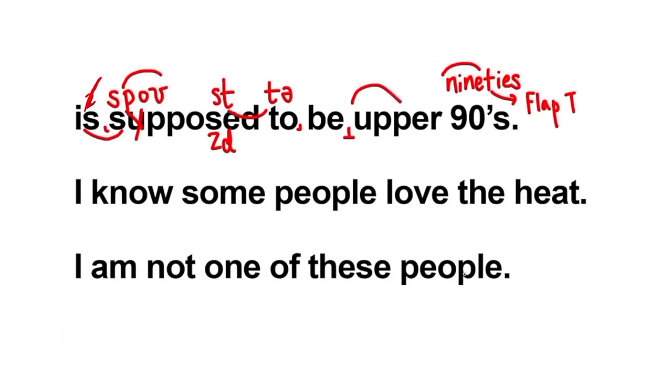I know some people love the heat. I am not one of these people. Okay, then I know some people love the heat. It's very clear there, I think, what the most stressed syllable is. What about in the next sentence? I know some people love the heat. I am not one of these people.